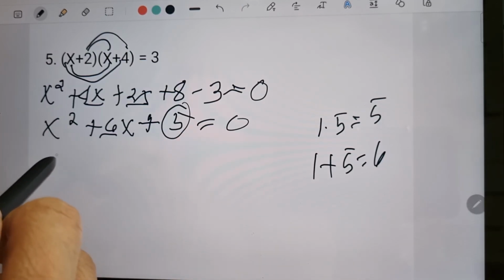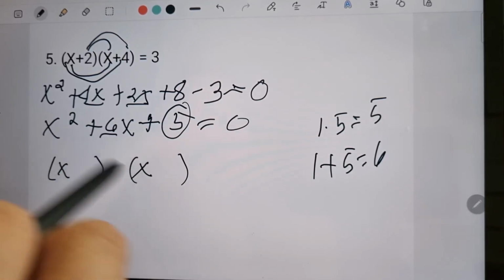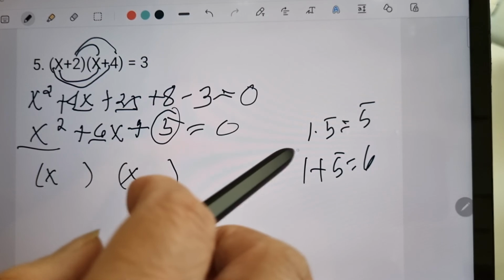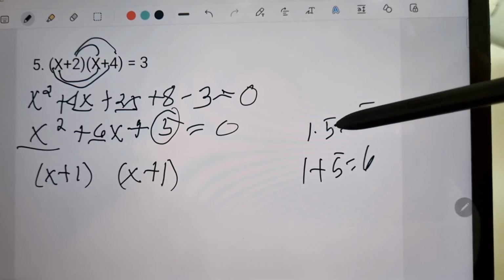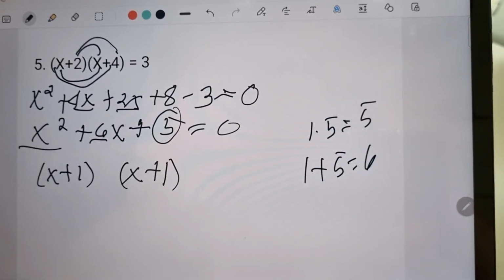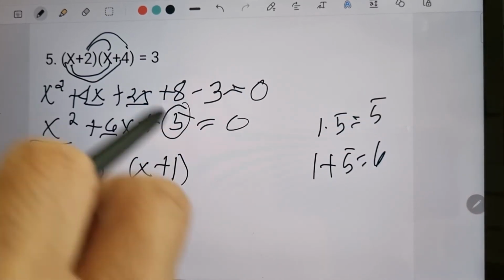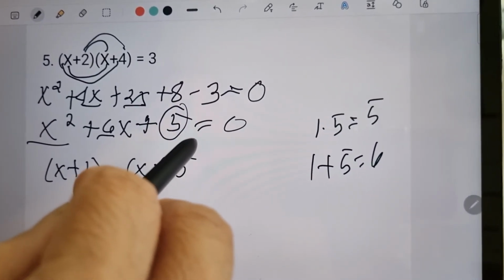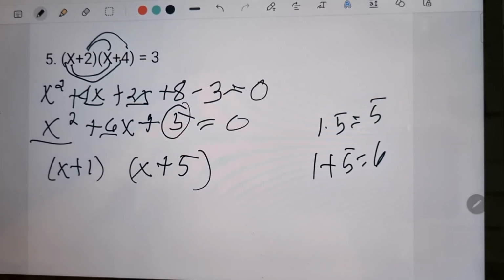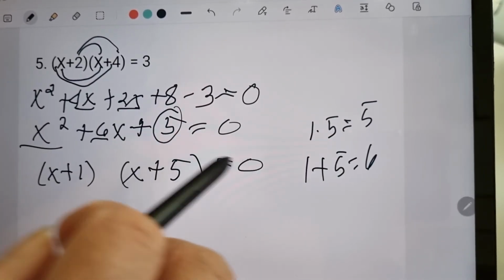Now, how are we going to do that? So if we factor natin, x squared, so x here, x times x squared. And then, plus 1, plus 1. Kasi 1 times 5, positive, they are both positive. And that is equal to 5. Sorry about that. So that is plus 5. So x plus 1 times x plus 5 are the factors of x squared plus 6x plus 5. And then equal to 0.